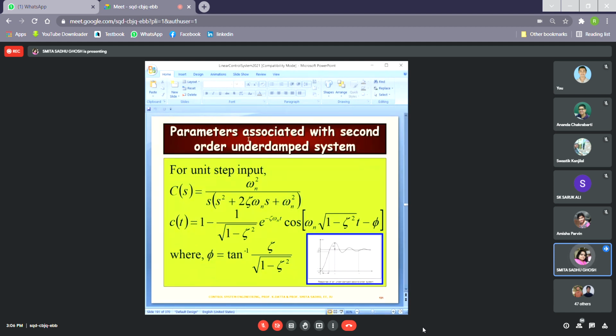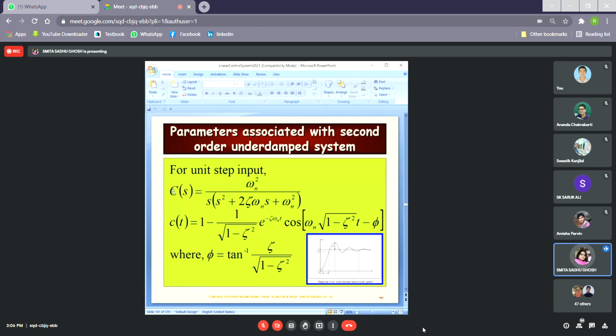Now, the parameters associated with the second order underdamped system, you would see that this portion is somewhat of an overlap, a bit repetitive in nature, but since these are very, very important, it's been stated over and over again, after which we'll go to the next module, which is different.